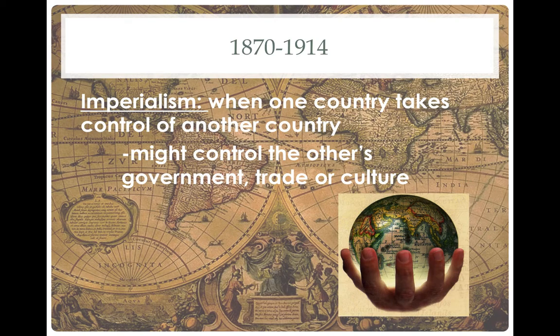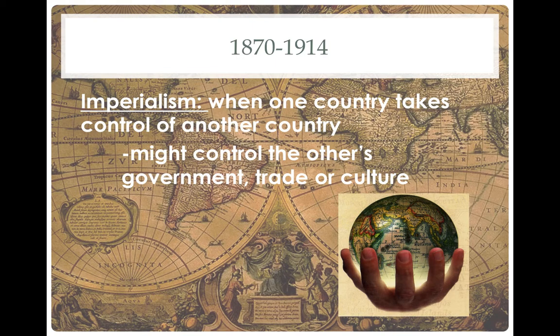But essentially there is a time period from 1870, which you'll notice is right around after Germany forms its empire, to 1914, where countries are imposing their control on other countries. And you can probably guess the bigger, stronger countries are imposing their control on the weaker countries and gaining more territory. Now we're going to talk about why countries would do this and what type of control would happen. But you should know 1870 to 1914.